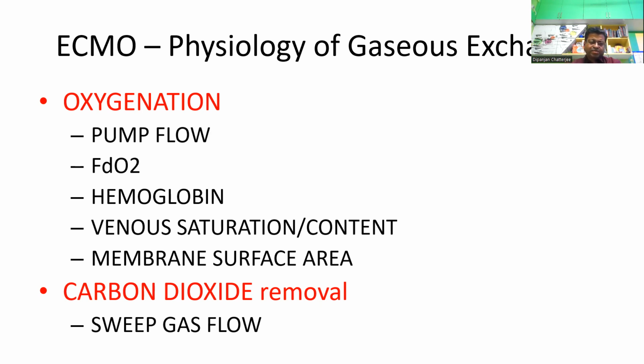The carbon dioxide removal depends only on the sweep gas flow. If you have a higher sweep gas flow, it will wash off the carbon dioxide faster. It's almost equivalent to your minute ventilation in the ventilator. If you have a higher PCO2, we go up on the minute ventilation. Likewise, in ECMO, if the patient has a higher CO2 and we want to wash off CO2 more, we go up on the sweep gas flow.